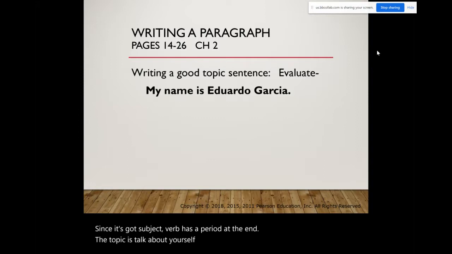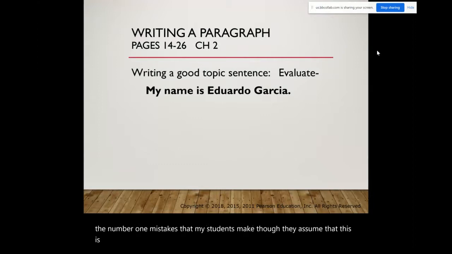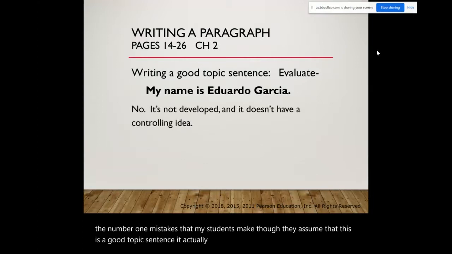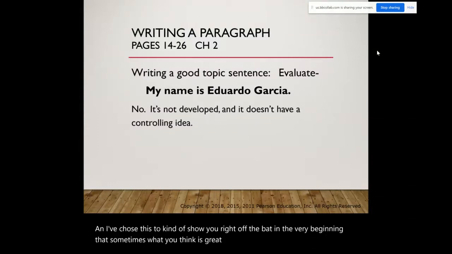Yeah. So far, this is one of the number one mistakes that my students make, though. They assume that this is a good topic sentence. It actually is not. It's not a good topic sentence. And I've chosen this to show you right off the bat, in the very beginning, that sometimes what you think is great because it seems normal is not, and we're going to talk about why.